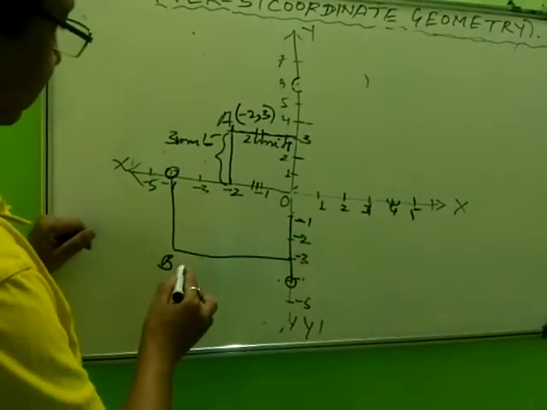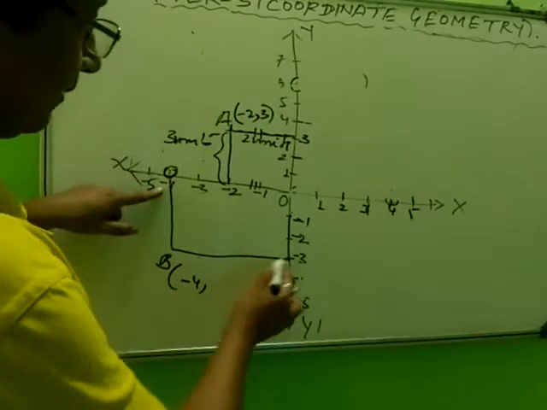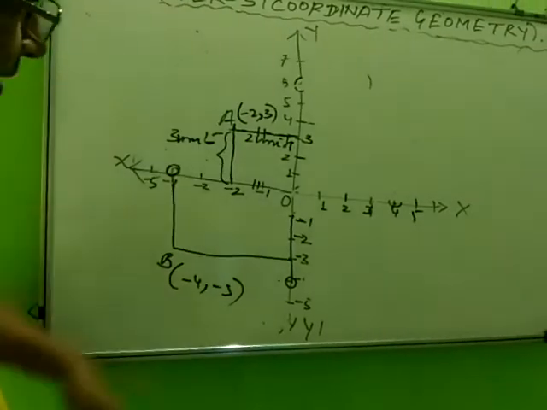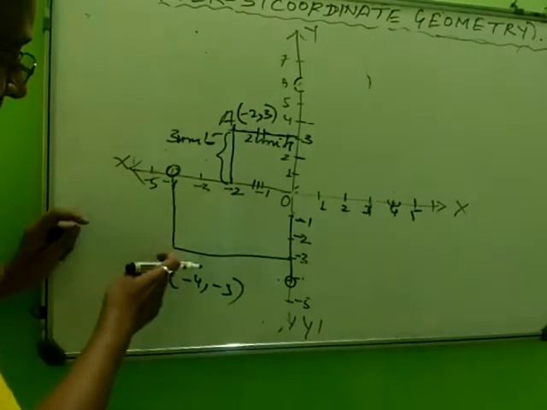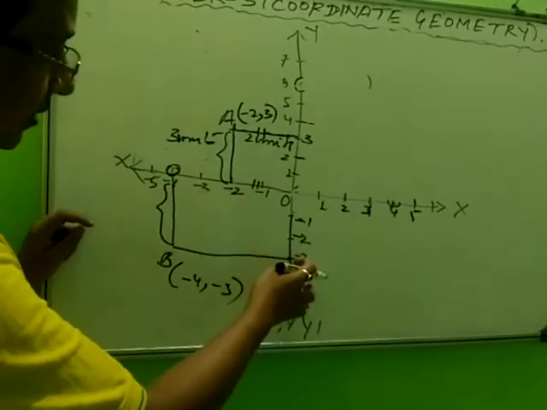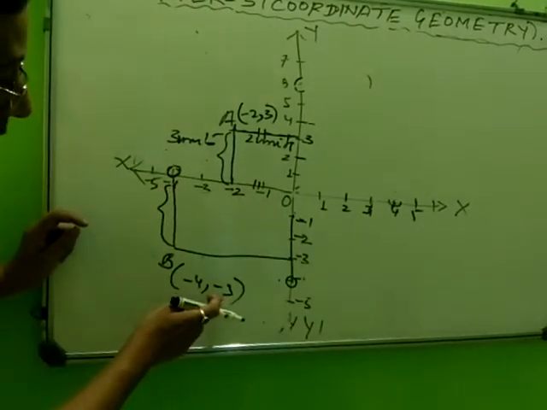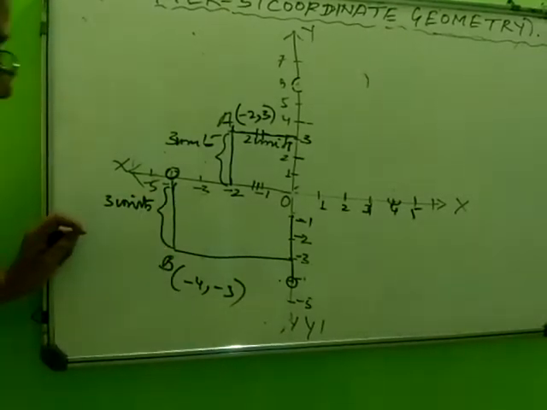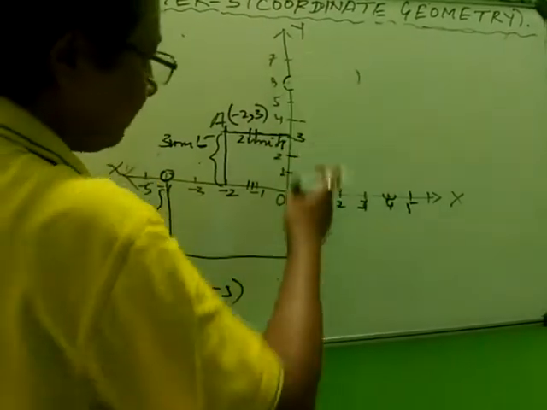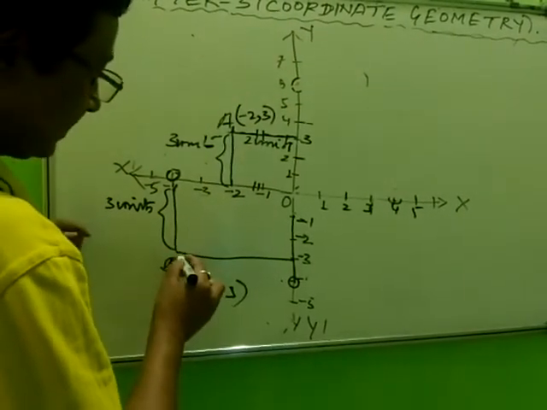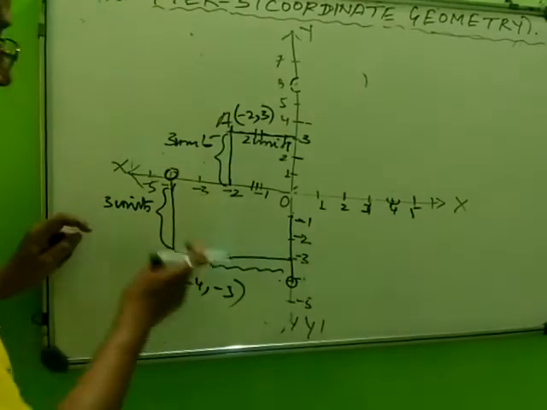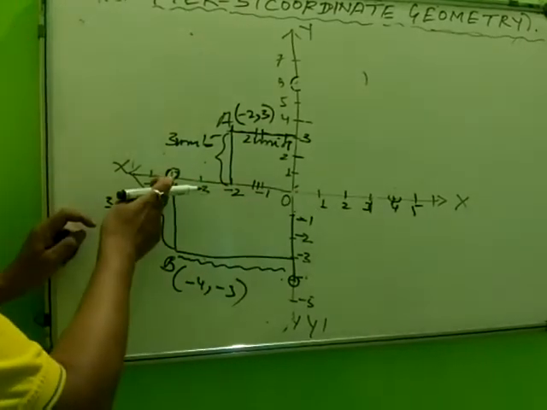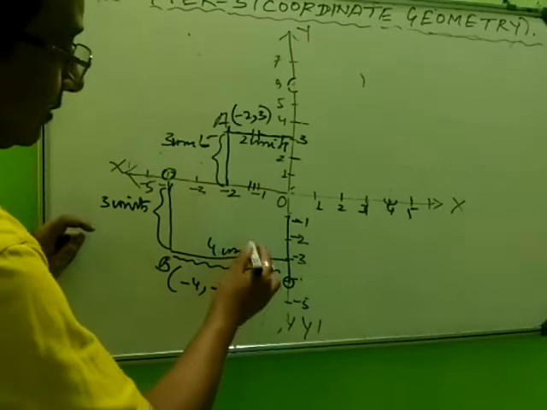Similarly, let us take this one. It is minus 4, minus 3. What is the distance of point B from the coordinate axes? From the x-axis, this point will be 3 units. So you took the coordinate y. What is the distance of B from the y-axis? The distance is this. It is 0 to minus 4, 4 units. So it will be 4 units.